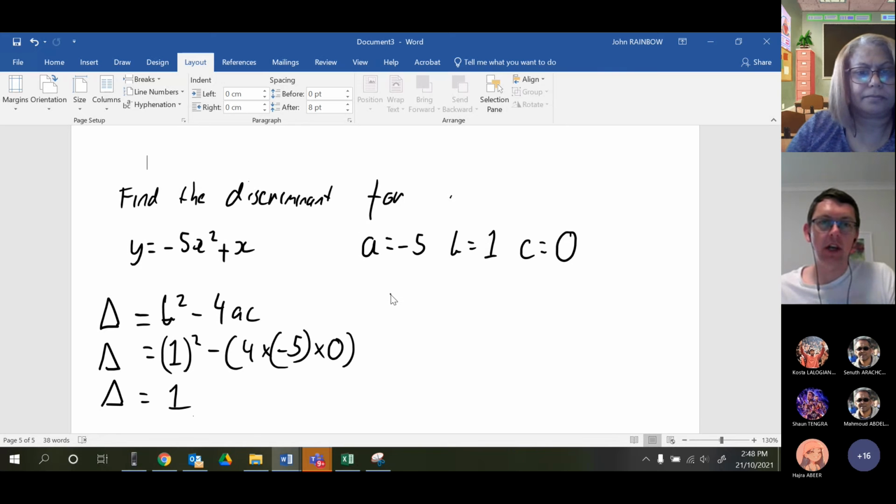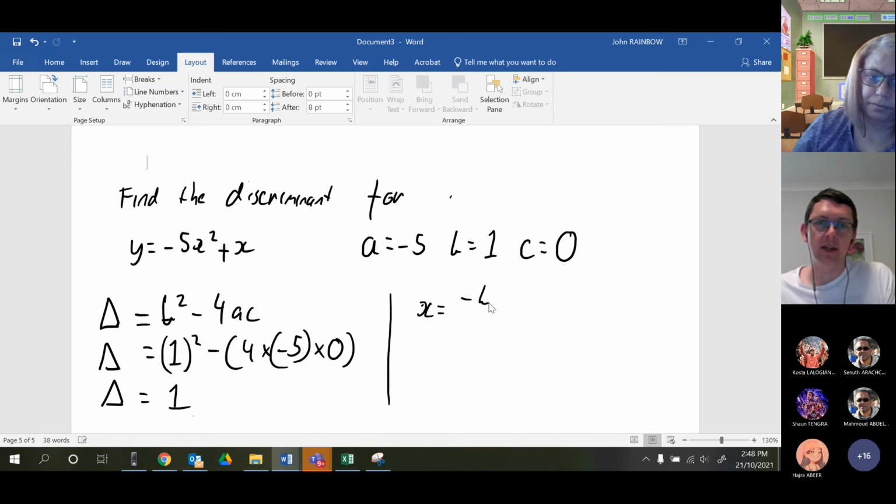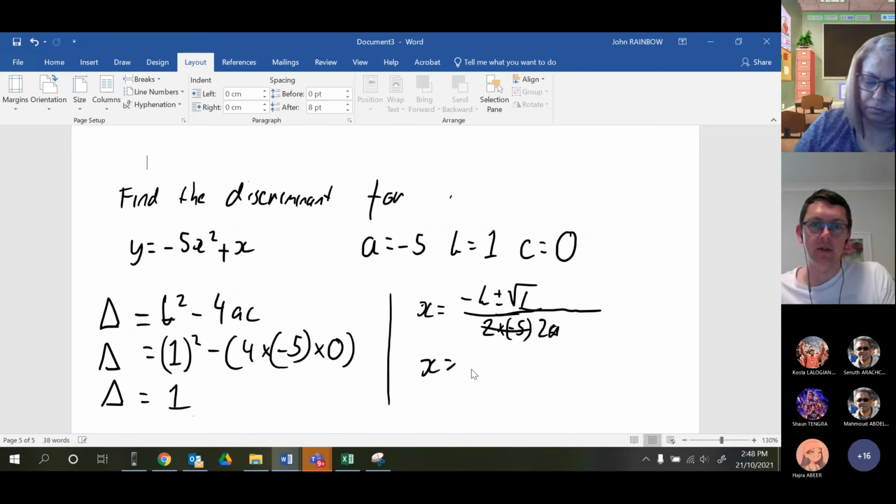Will I have a solution? Yes, I will. We could actually go on to graph it. I'm not doing that because that would be my final answer. The discriminant equals 1. But if you did want to graph it and find the x-intercepts, it's negative b plus or minus the square root of 1, because I've already figured that out, on 2a, 2 times negative 5. Let's just write 2a, and then substitute your values in. So that's negative 1 plus or minus 1 on 2 times negative 5, which is negative 10.